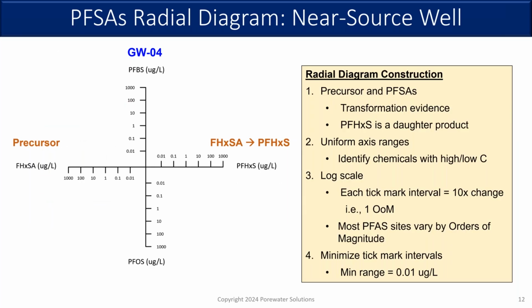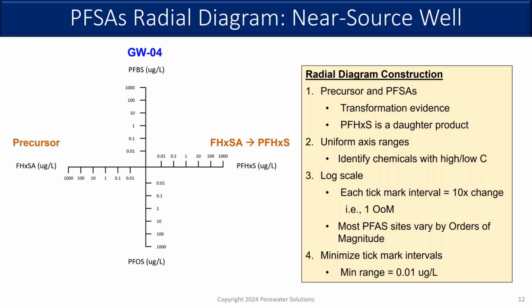So let's go through the radial diagram process. I'm just going to go through slide by slide here. I do this a certain way, so I just want to convey some of the things that I do in case it helps if you're setting up radial diagrams. So this is a 4-axis radial diagram, obviously 4 chemical species represented, 1 on each axis. This radial diagram represents concentrations at 1 well. In this case, at this site it is called GW4.